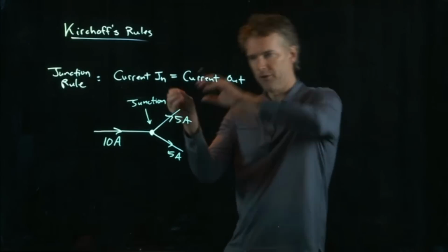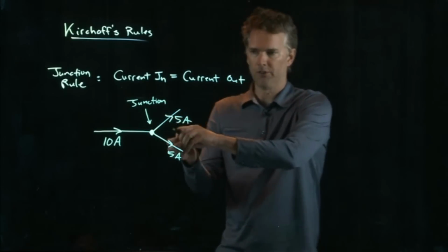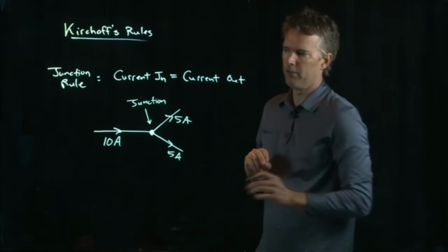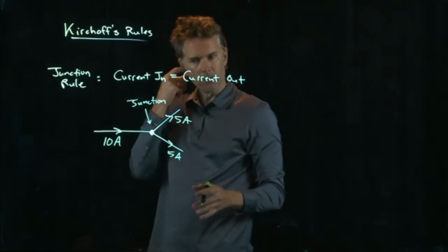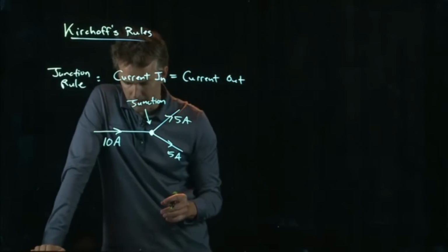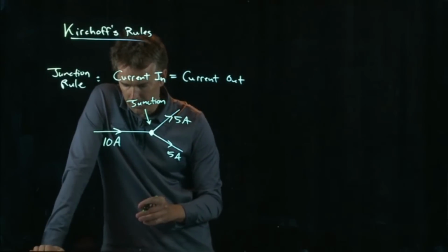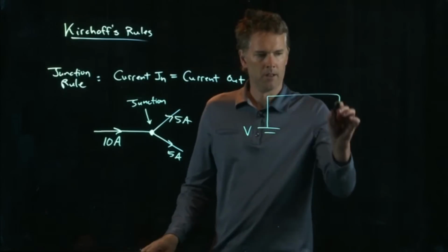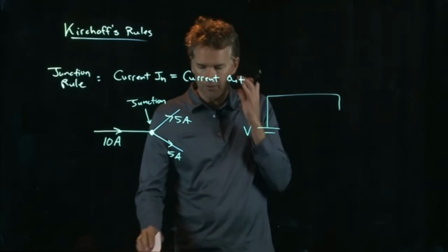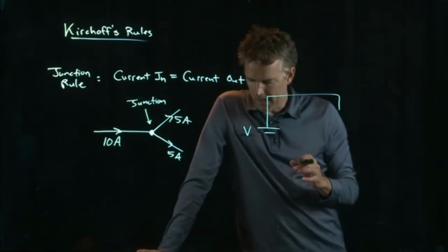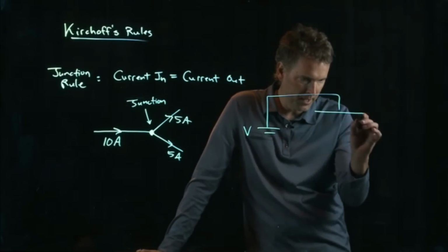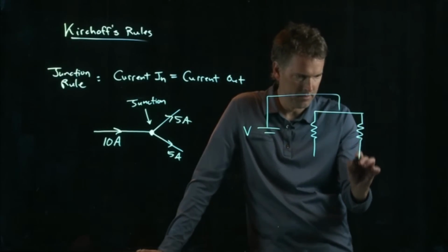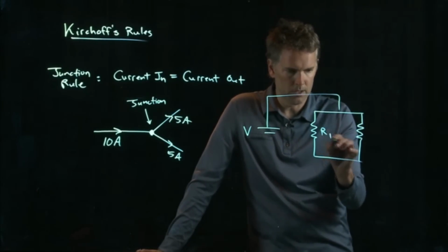Namely, charge doesn't build up there, charge isn't depleted from there. There's no net buildup of charge, and so any charge coming in has to go out, which means the currents have to match up. How does that work when we're dealing with a circuit? Well, let's go back to our parallel circuit for a second. Let's say we have a battery, and now we're going to split into two different paths, R1 and R2.